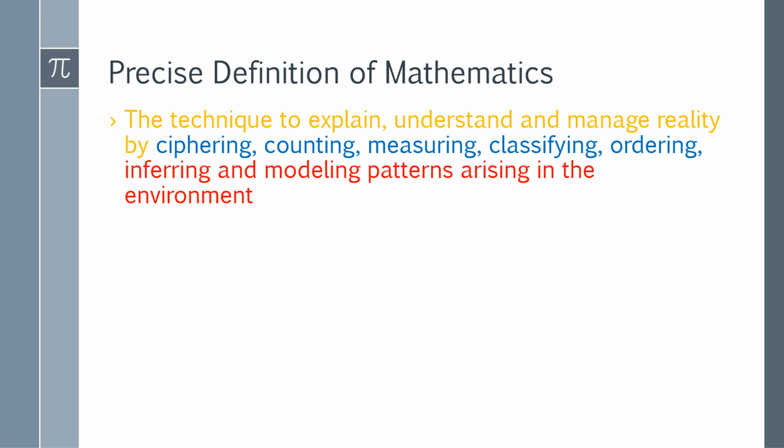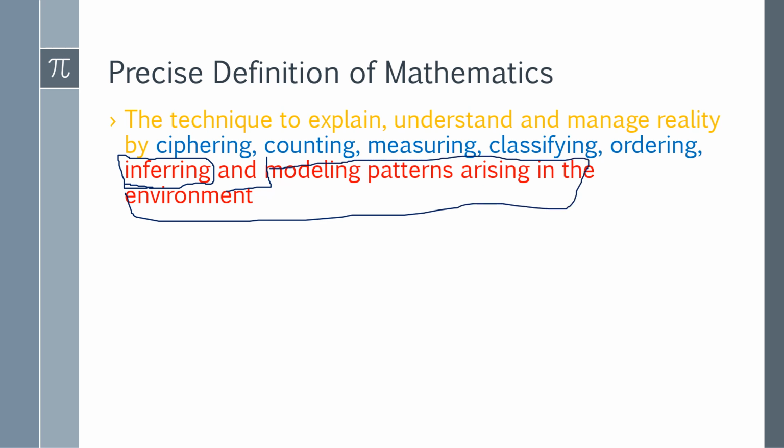But in statistics, we're going to be using inferring a lot. We're going to model patterns, of course, that arise in the environment. We're going to use pretty much all parts of this definition, except for ciphering. You will rarely cipher. All right? And I'm going to keep asking you to write this down and tell me this every single class period.